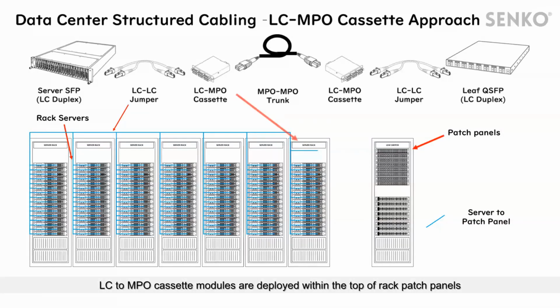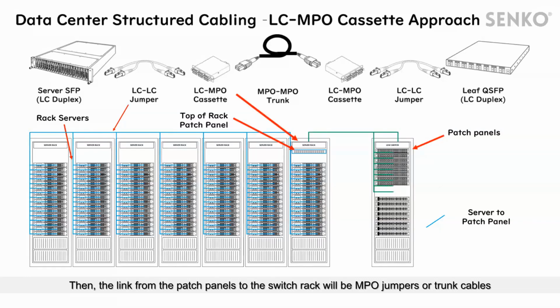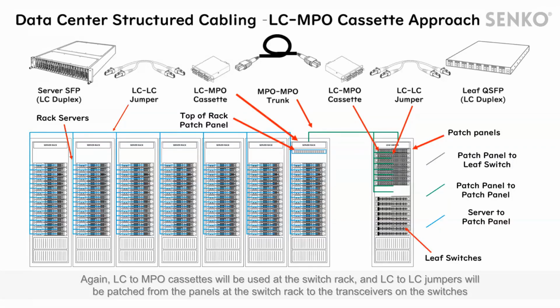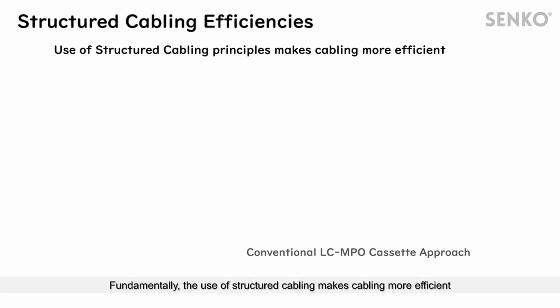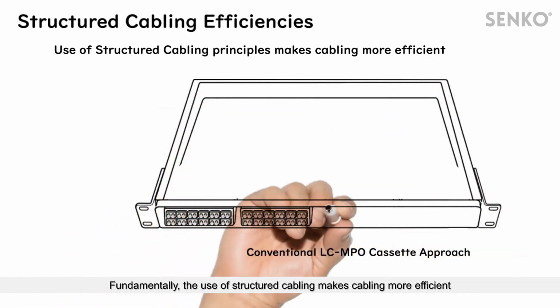LC to MPO cassette modules are deployed within the top of rack patch panels. Then the link from the patch panels to the switch rack will be MPO jumpers or trunk cables. Again, LC to MPO cassettes will be used at the switch rack, and LC to LC jumpers will be patched from the panels at the switch rack to the transceivers on the switches. Fundamentally, the use of structured cabling makes cabling more efficient.